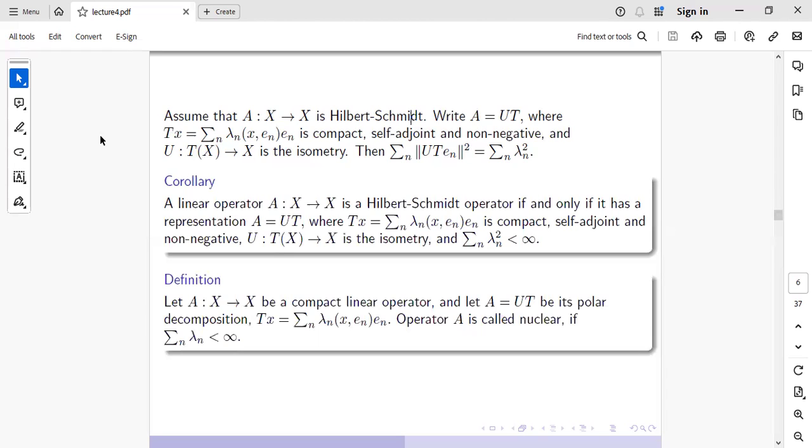All right. And the next type of operators are called nuclear operators. So again, consider a compact linear operator A and write its polar decomposition. If the sum of lambda_n is finite, then the operator is called nuclear. And these operators are exactly what we need to describe Gaussian measures on Hilbert spaces. So this definition is not intrinsic.